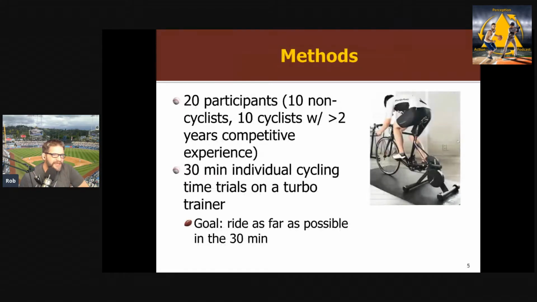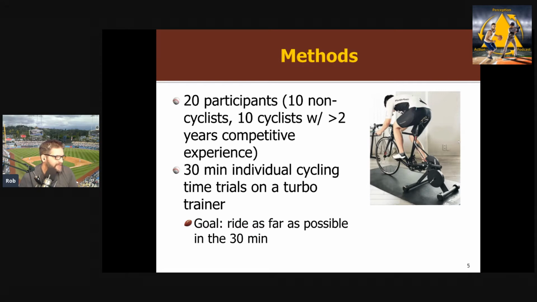So what they did in the study was they had 20 participants, 10 non-cyclists and 10 cyclist triathletes, as all of the cyclists had at least 2 years of competitive experience, right? They did two 30-minute individual cycling sessions on separate days, separated by 5 days, on a turbo trainer, a wind trainer, as I used to call it. So their task was a time trial. They had a 30-minute time period in which they had to try to ride as far as possible. That was their goal.